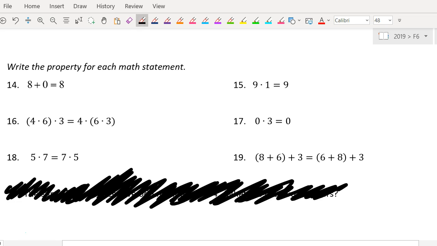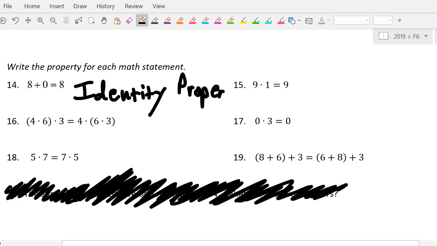What do we have? What's the first one? The first one is commutative property, for 8 plus 0 equals 8. 8 plus 0 equals 8 is not commutative property. Sorry. Oh wait, no. What is it? It's identity. Very good. So identity property of what? Addition. Very good.